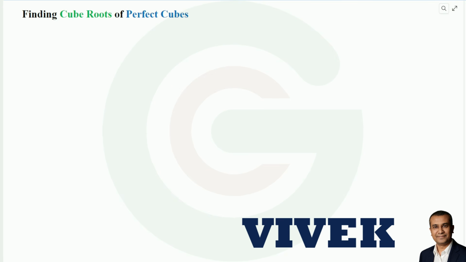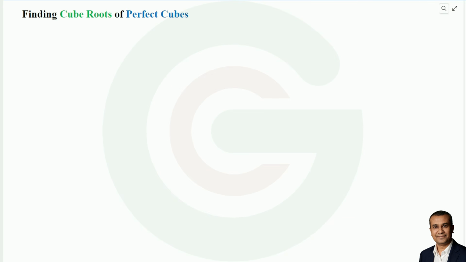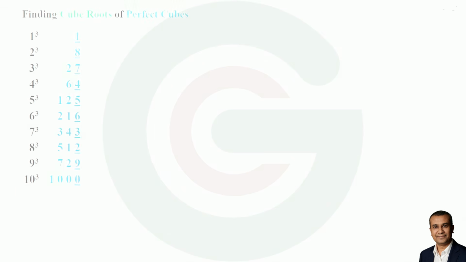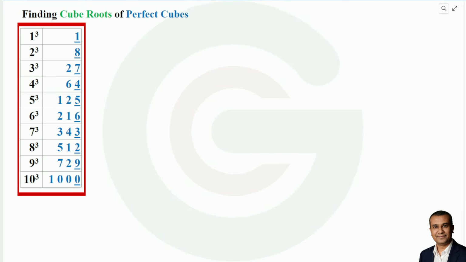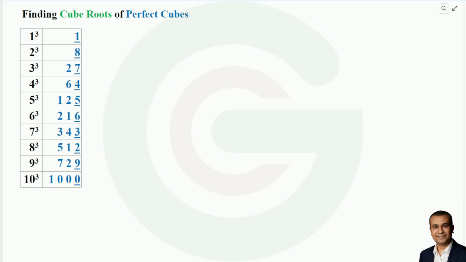In this video, we will learn a simple trick by which you can find the cube root of any number just in few seconds. For this, we need to memorize the cubes of numbers from 1 to 10. Here I have underlined the last digits of all the perfect cubes.